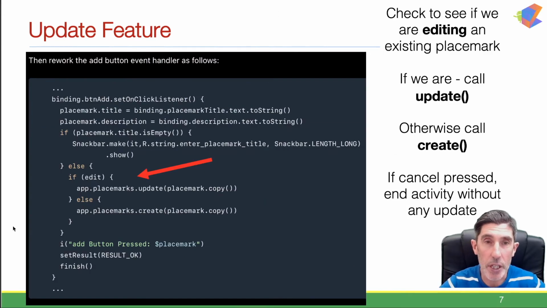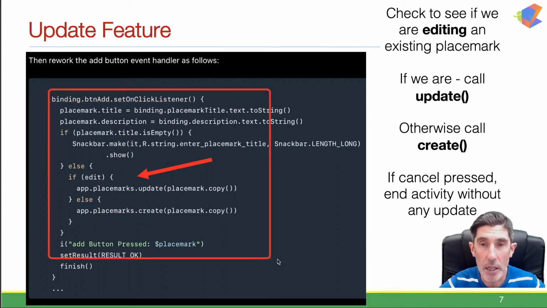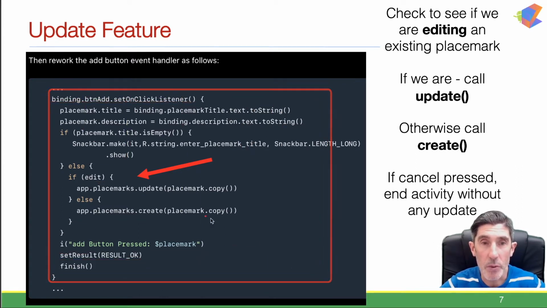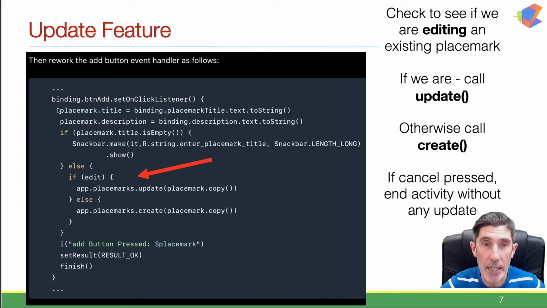Okay, if we look at the update feature itself, we have to rework that add button as follows. This is our onClick listener. Inside the block, we're going to utilize that edit flag again. Irrespective of whether the user is in edit or update mode, whether it's add or save, this still gets triggered.